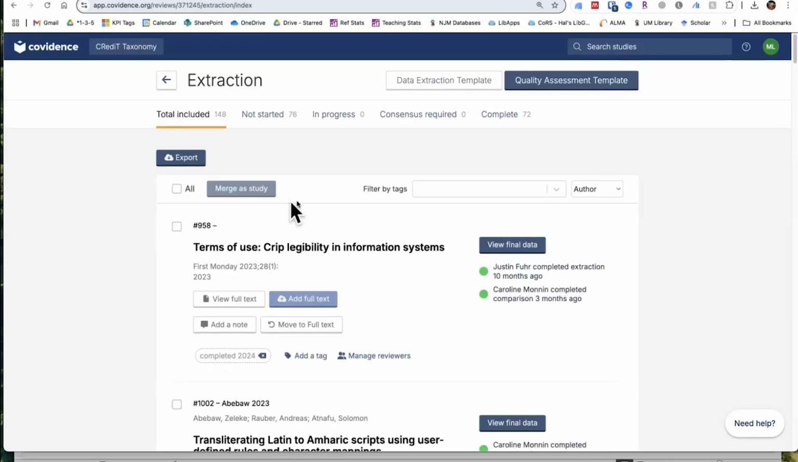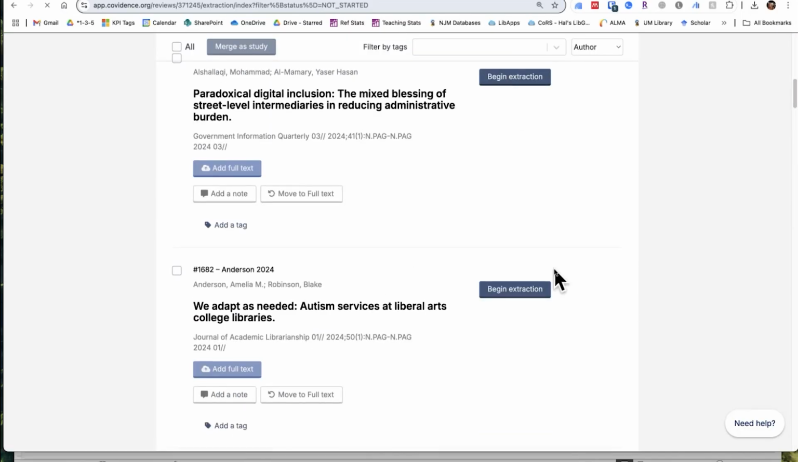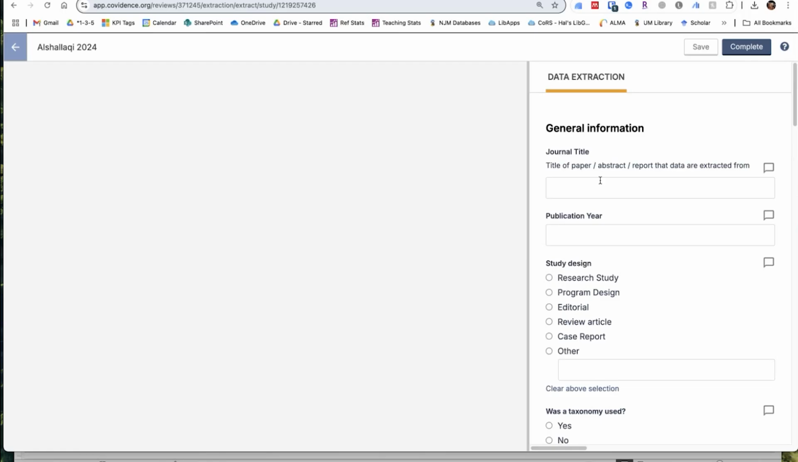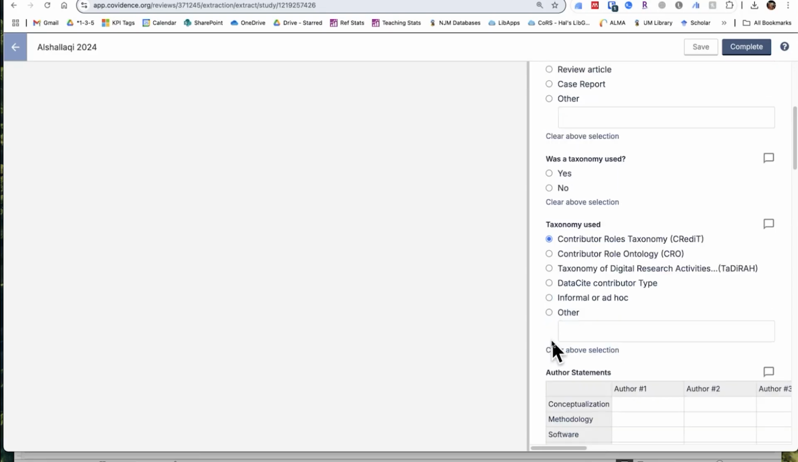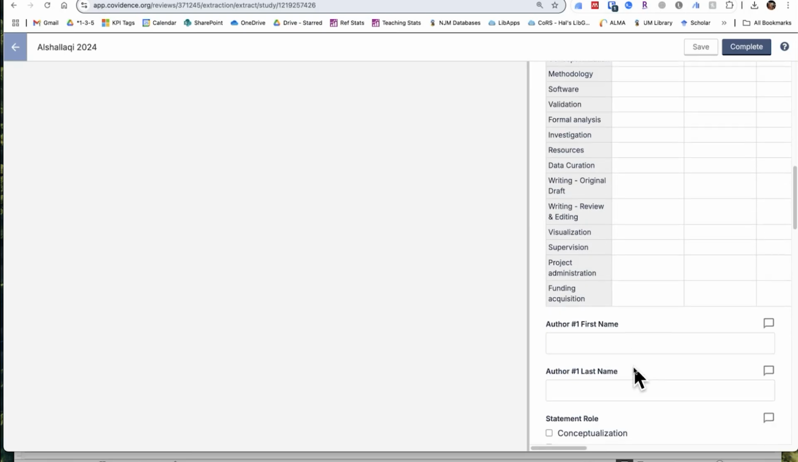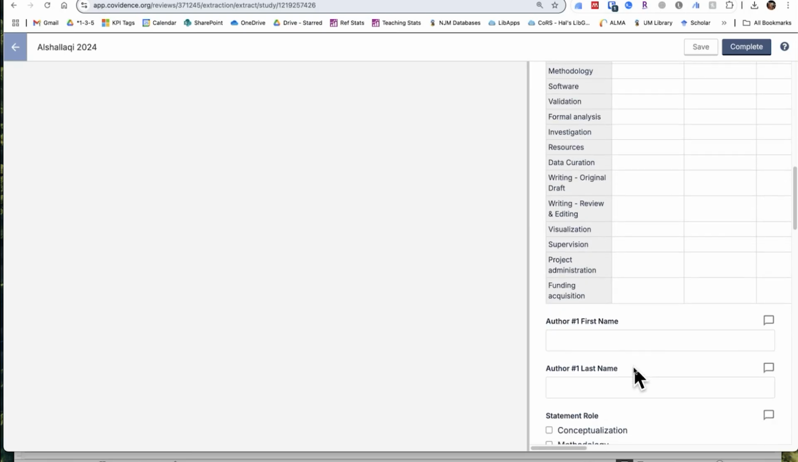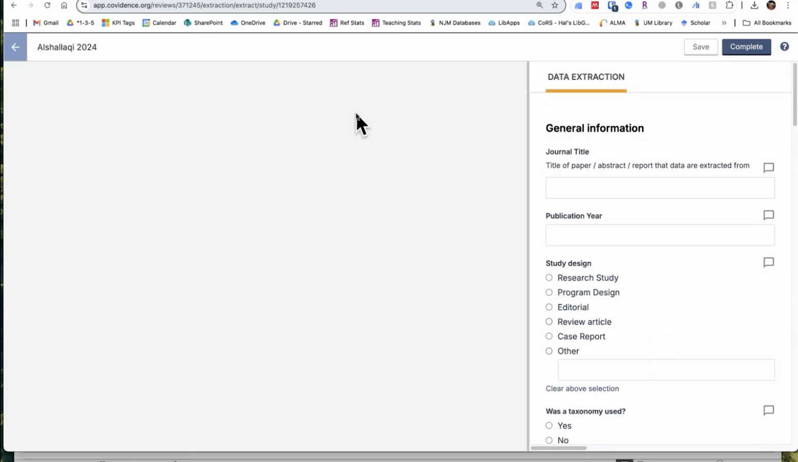It's not letting me do it here, but let me start these. This is what I want, not started. Okay, begin extraction, here we go. Okay, so here's my study, and you can see we've indicated what was in my template, what I'm pulling out, and then I can just go through and toggle and pick my things very cleanly and easily. It's a little bit more elegant than using an Excel spreadsheet, but use whatever tools are available to you to help streamline the process.